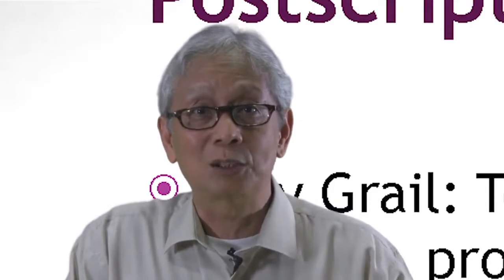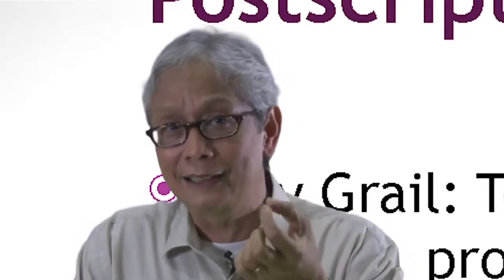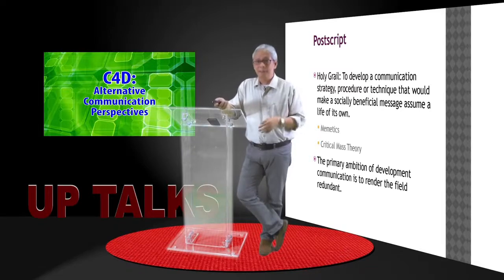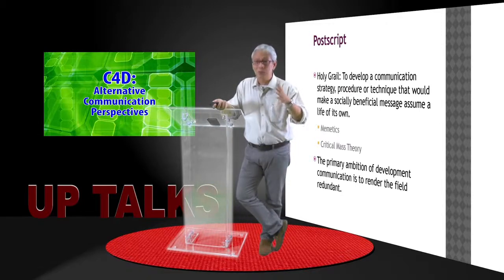How can we make a socially beneficial idea into a meme and make it infect the entire planet, so to speak, to form a critical mass? Okay, how is this done? This is what we would like to achieve in the science of development communication. So our primary ambition is really to render the field redundant, to render the field of development communication redundant.